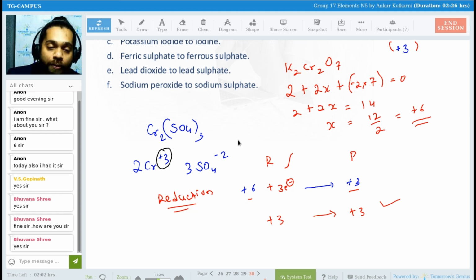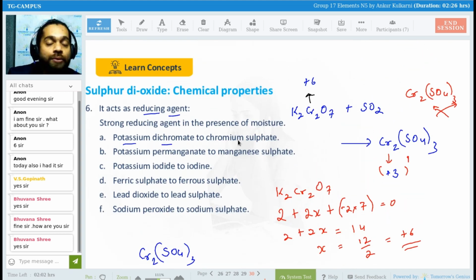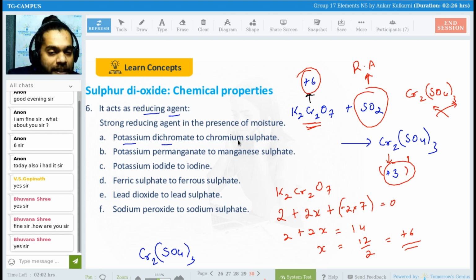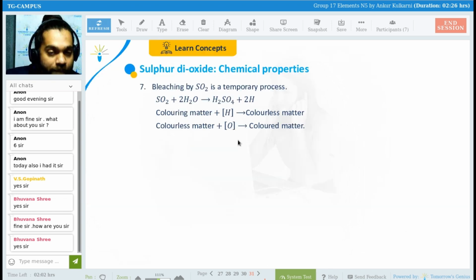So that's why your K2Cr2O7 is getting reduced. And who is responsible for that? Your SO2 is responsible for that. And that is why we just proved that SO2 is your reducing agent. Why? Because it is reducing your chromium from +6 to +3. Is it clear? Come on, give me yes in the chat box. All of this reaction proves that sulfur dioxide, SO2, is a reducing agent.